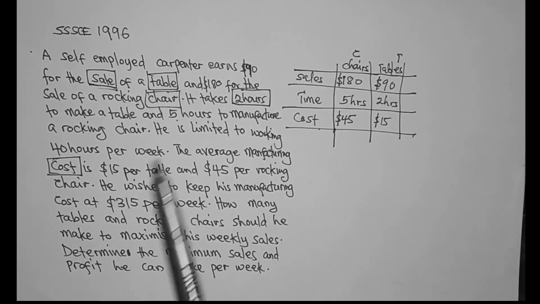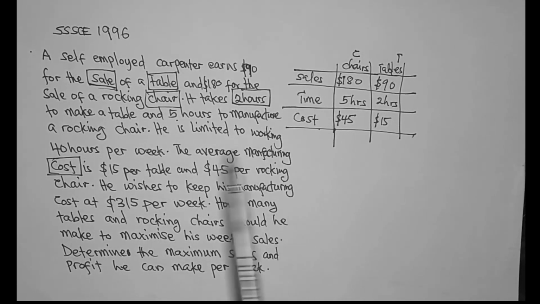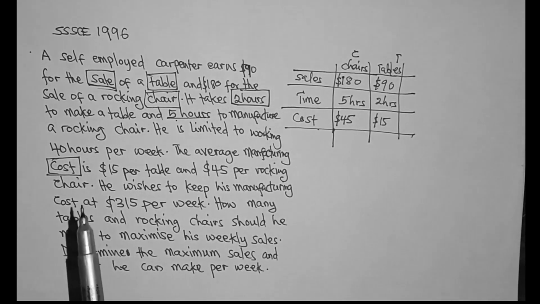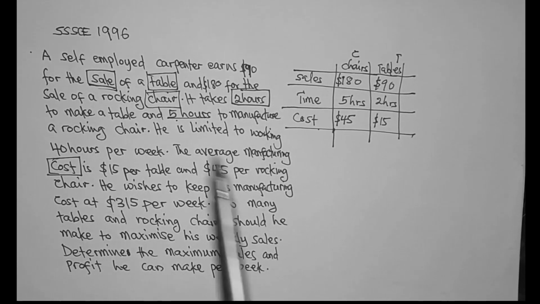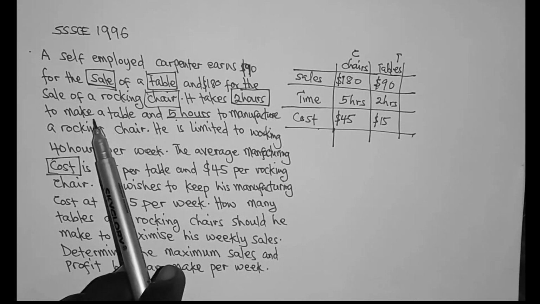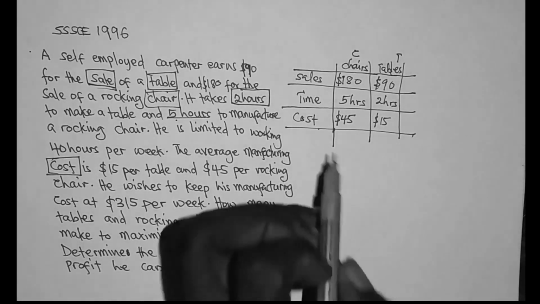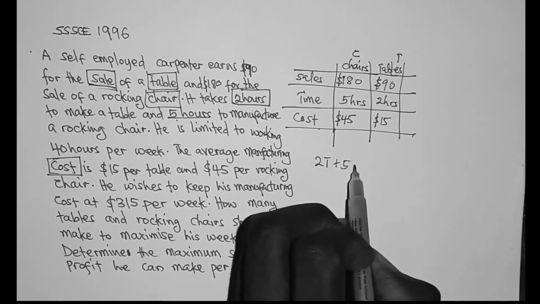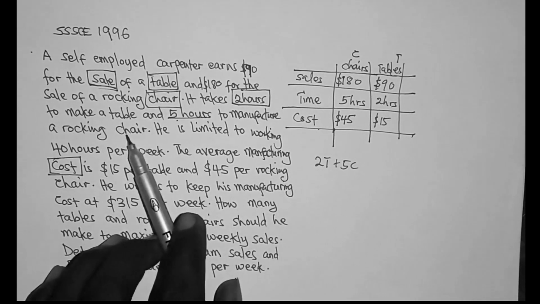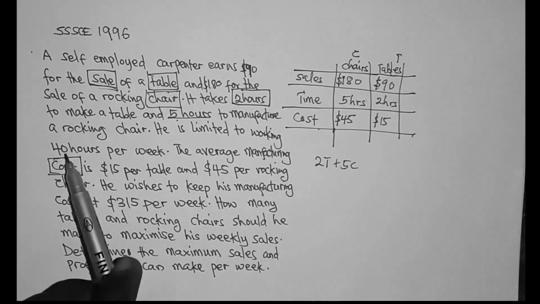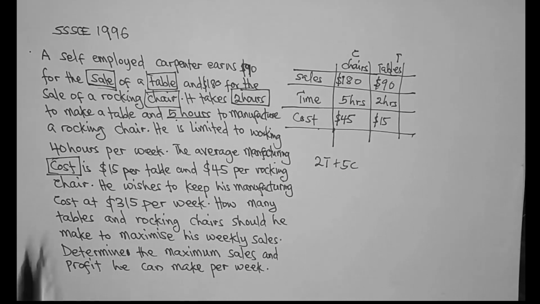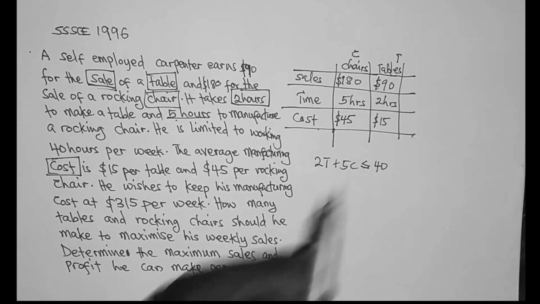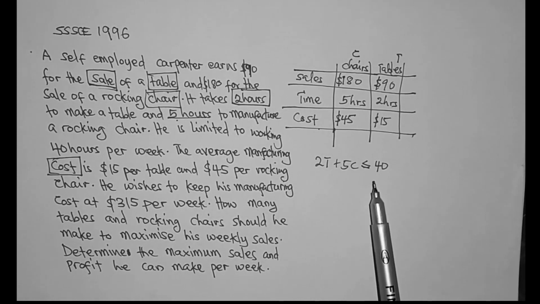The first one is the time it takes him. It takes him 5 hours to manufacture a rocking chair, and 2 hours to manufacture a table. So this means 2T plus 5C, with 5 hours to manufacture a chair. Then he is limited to 40 hours per week, so that means it is less than or equal to 40 hours. So this is the first constraint.